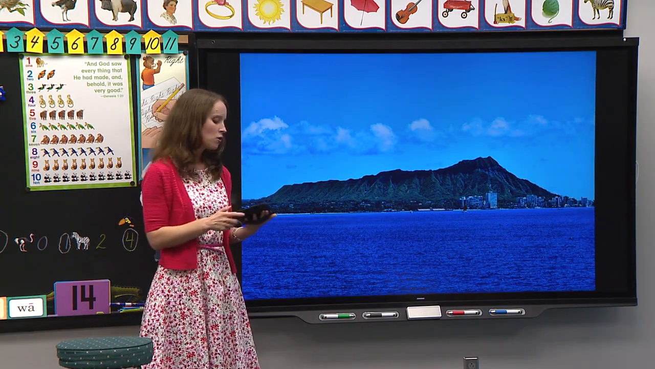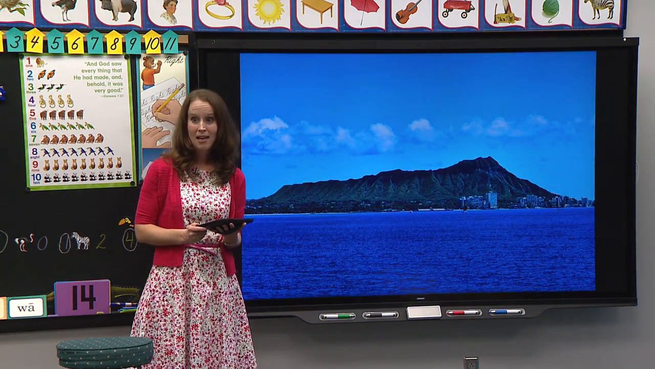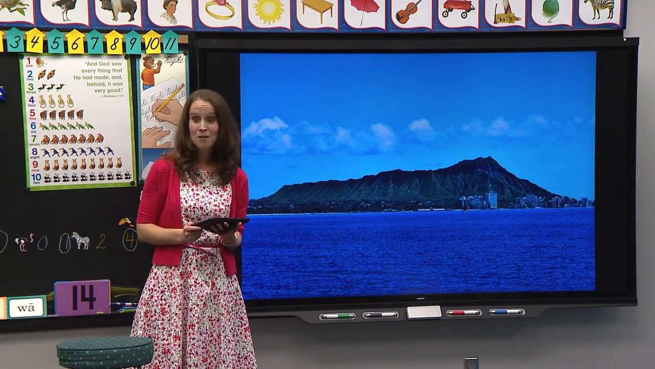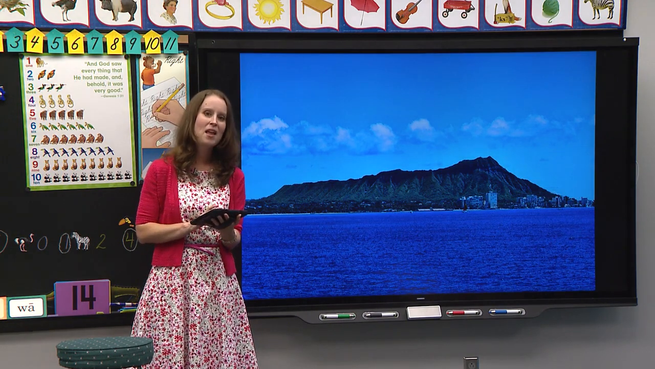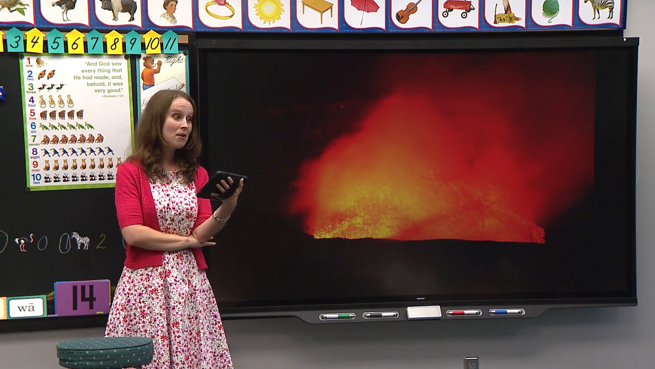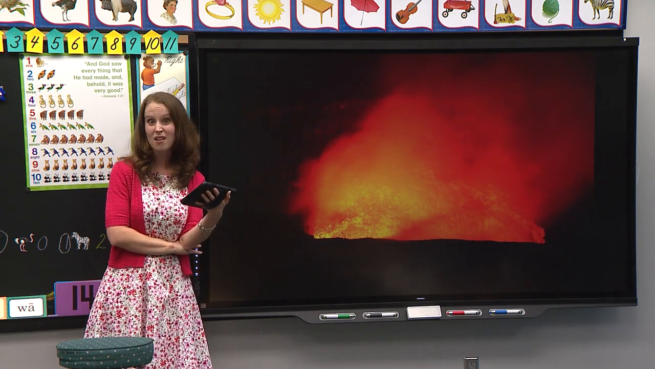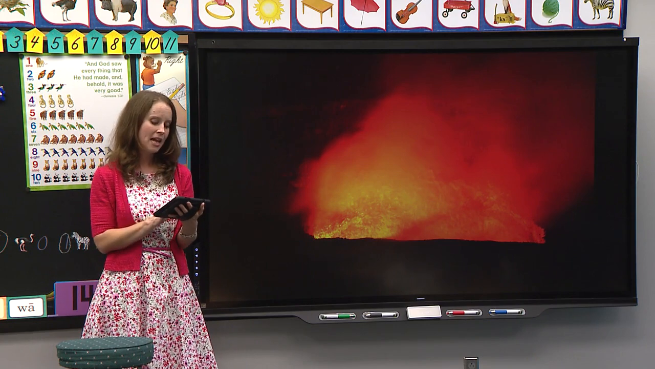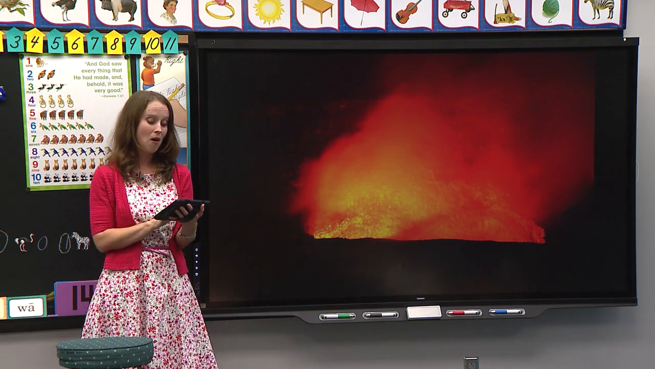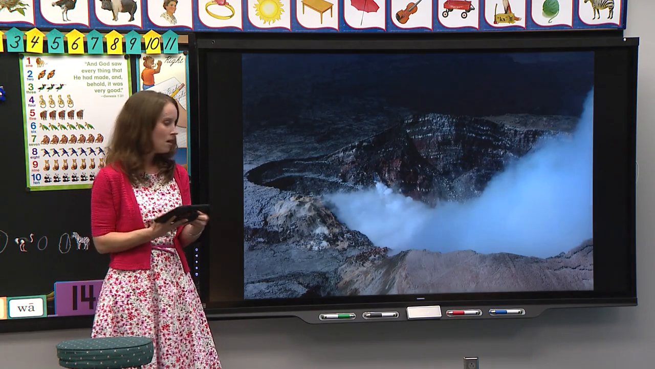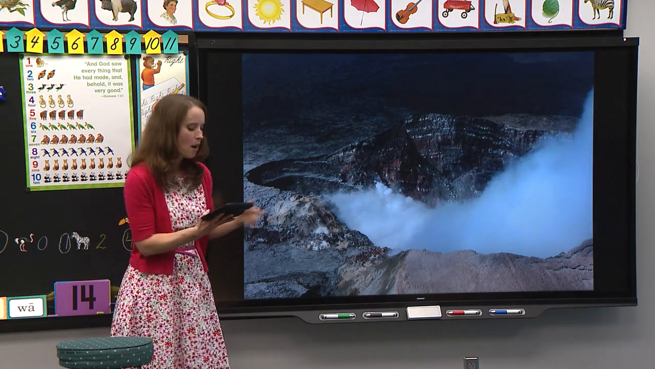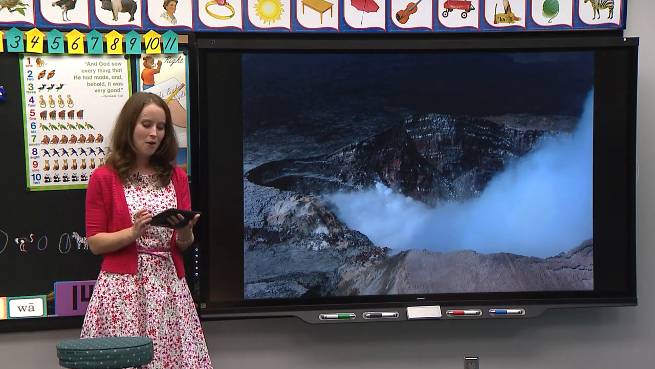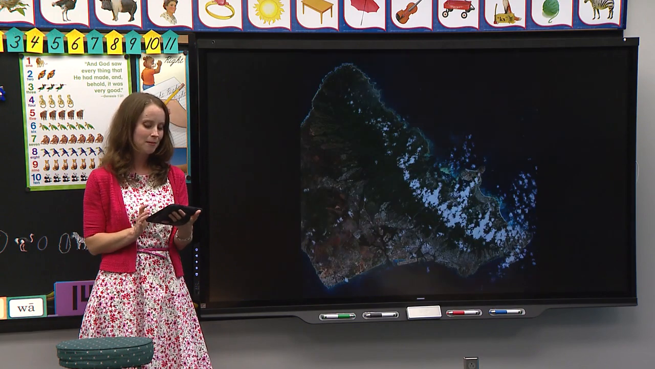Now, this is a special mountain called Diamond Head, and it's a very special mountain because it is a volcano. And a volcano is a type of mountain that actually has hot, melted rock on the inside of it. Hawaii was formed by volcanoes, and these volcanoes spit out hot lava and burning rocks. Now, this is a picture of Mauna Loa. It's the world's largest volcano, and it is very high.